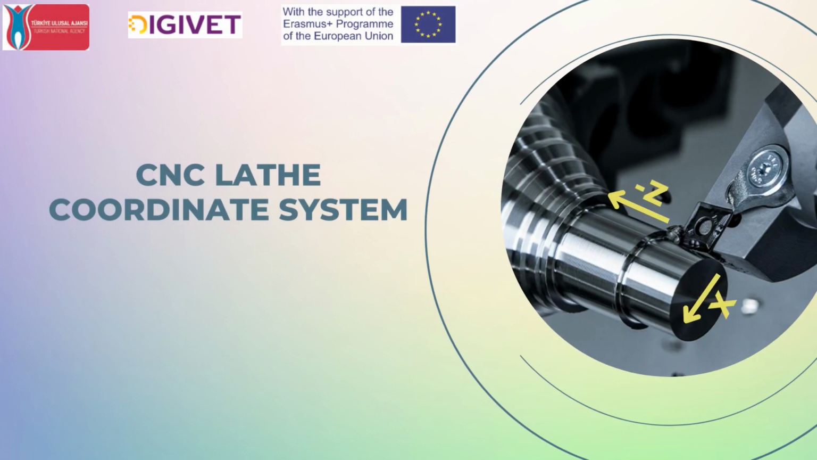CNC Lathe Coordinate System. In this course, we will learn the CNC Lathe Coordinate System. There are X and Z axes in the two-dimensional coordinate system used in the CNC lathe. The X-axis is perpendicular to the workpiece and the Z-axis is parallel to the spindle centerline. While working on the lathe, the cutting tool removes material from the workpiece in two dimensions, diameter and length.